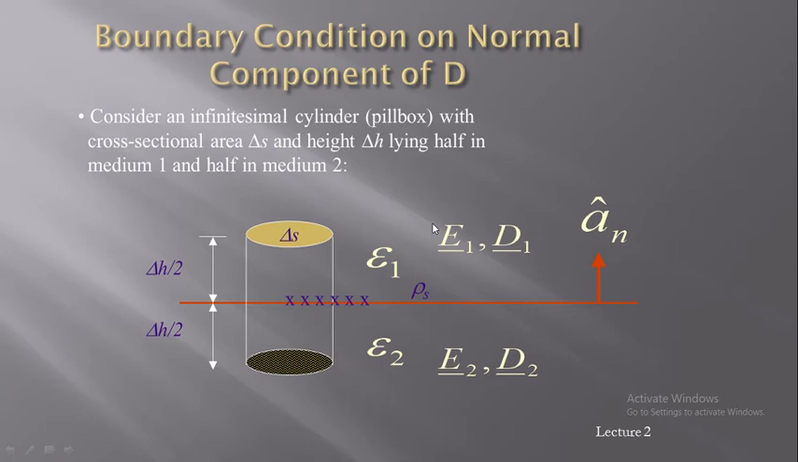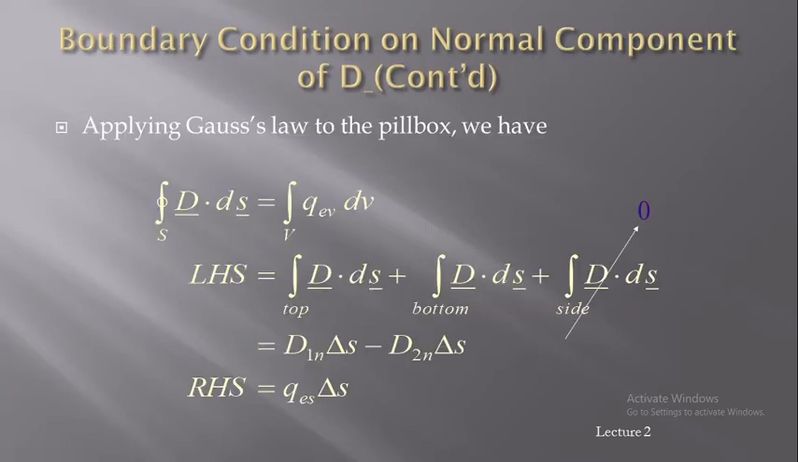First we see the cylindrical surface. When I apply Gauss's law for this pillbox, or cylindrical surface, we know that the closed integral of D bar dot ds bar is equal to Q, or the integral of rho v dv. For that cylindrical surface, the integral of D bar dot ds bar is given by the top surface plus the bottom surface plus the side surface. For the side surface, the integration is 0 as delta h tends to 0. Then the integration over the side surface of D bar dot ds bar is equal to 0.